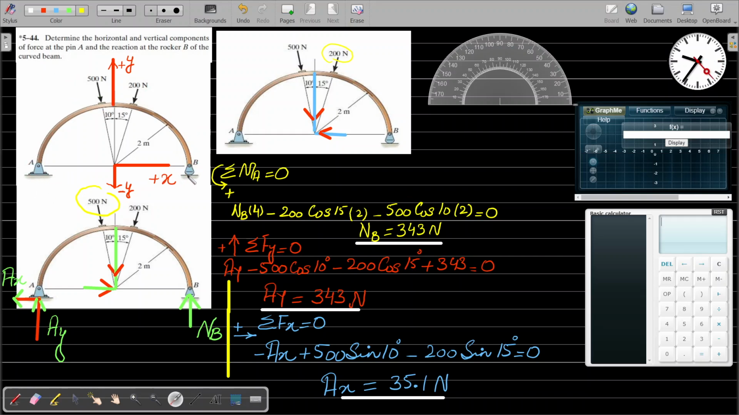Alright, the problem at hand today is we have a curved beam starting from point A to B.